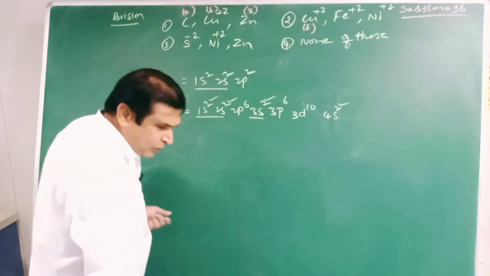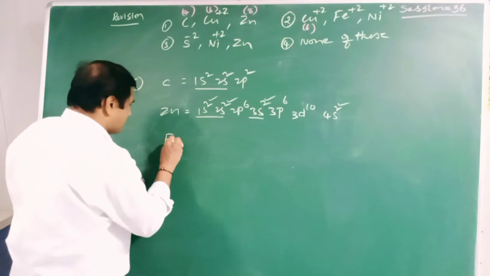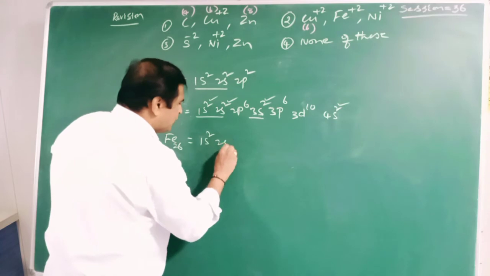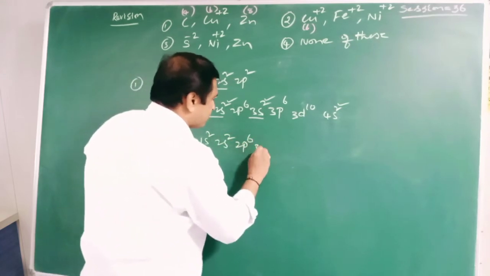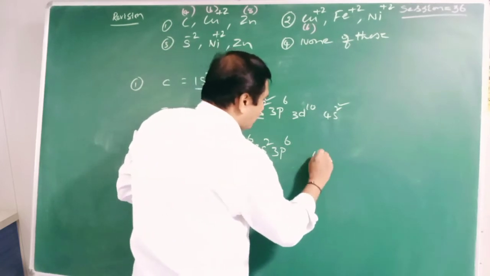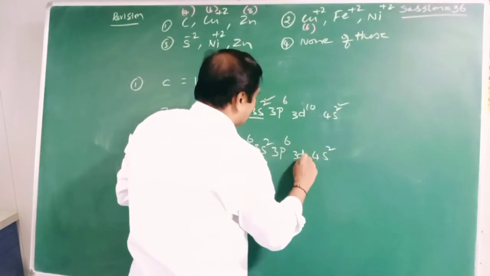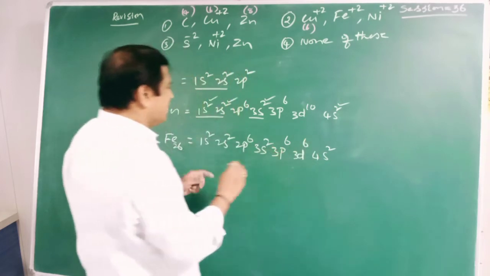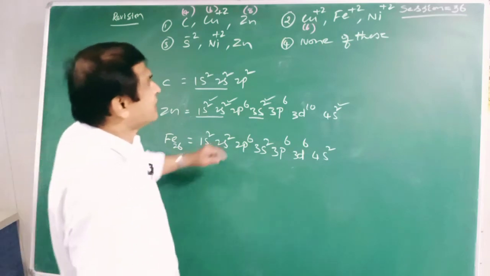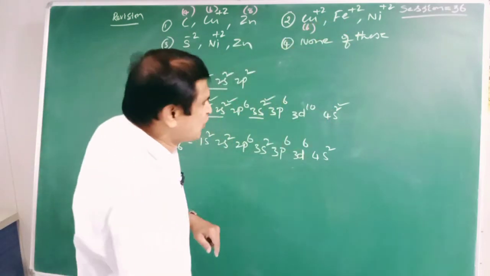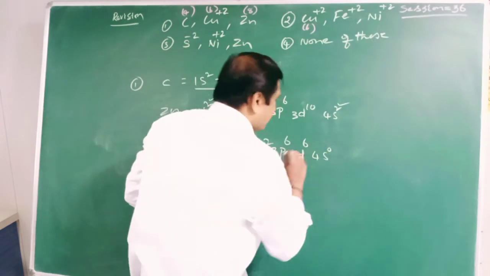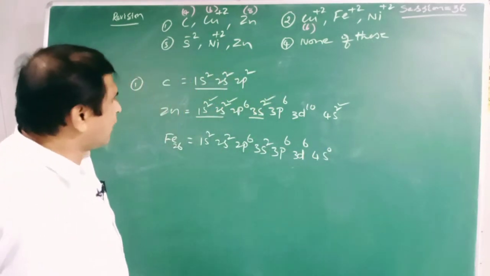Fine. Iron atomic number is 26. Let us write first 1s2, 2s2, 2p6, 3s2, 3p6, 4s2, 3d6. Sorry, not 3d10, it is 3d6. That is the normal configuration of iron atom. What he said, iron plus 2. Plus 2 means it is going to lose the outermost 4s electrons completely. So 4s 0 now.